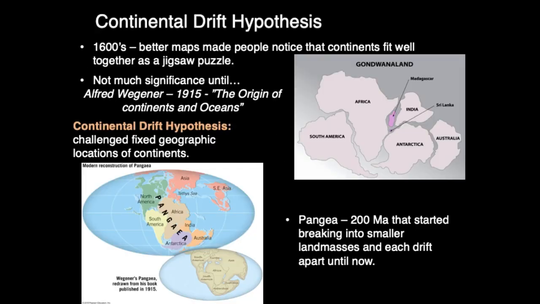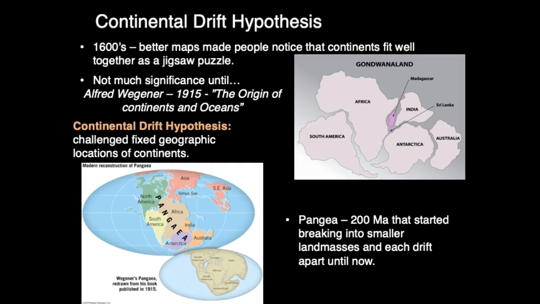So the first thing we're going to see is the hypothesis of continental drift. In order to do that, I need to give you a little bit of a backup. So in the 1600s, there were better maps made by people, and this was done partly because of the discovery of America and the greater explorations around the world, of course. So better maps were made and were available.